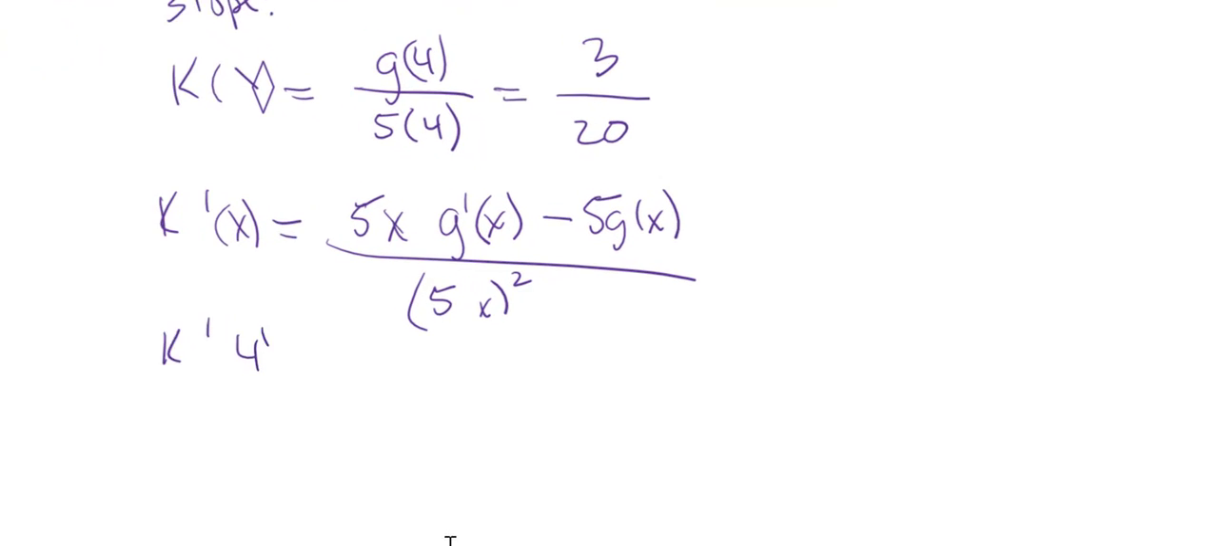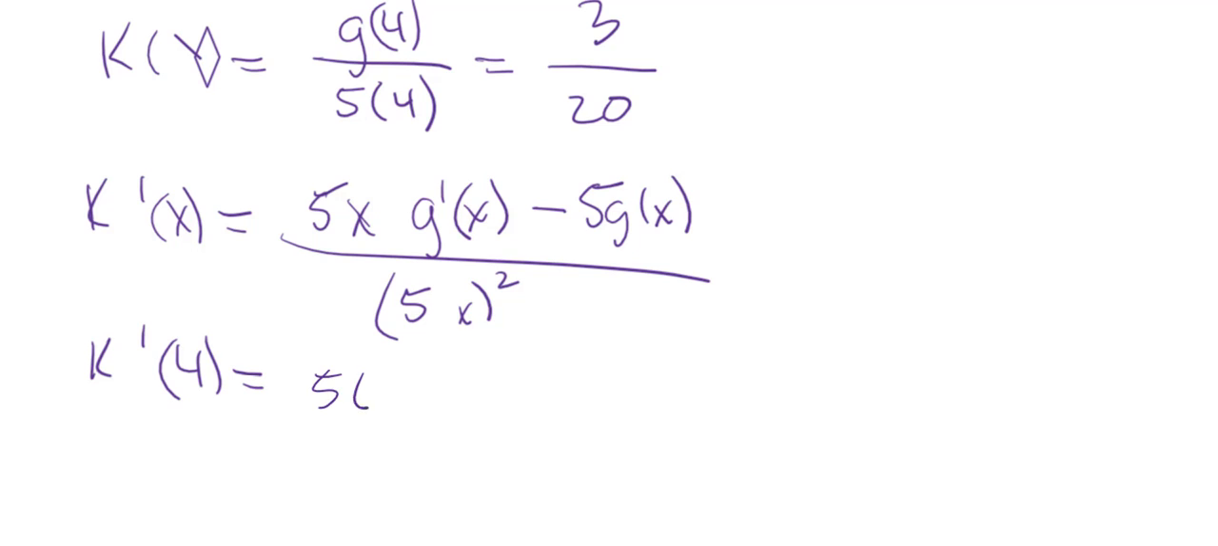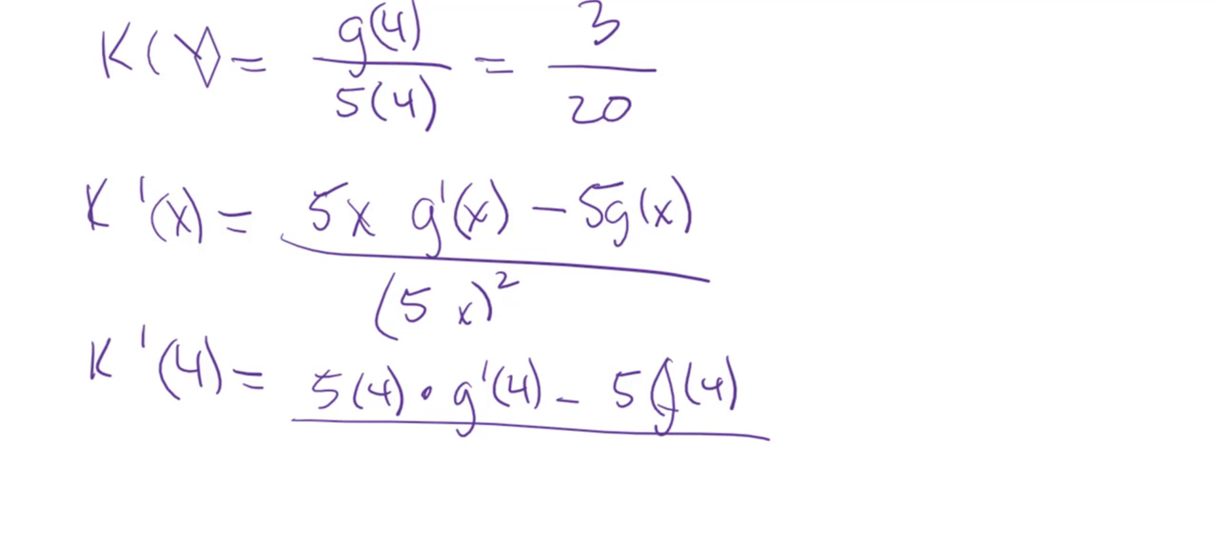So k prime of 4 is going to be 5 times 4, and then times g prime of 4 minus 5 times g of 4. It's a sloppy g, but you guys know what I mean. Over, and I'm going to do this part in my head because if I plug in 4, then I'm going to have 5 times 4, and that's just going to be plain old 20, I think. So 20 squared. Wow, that's a big number.